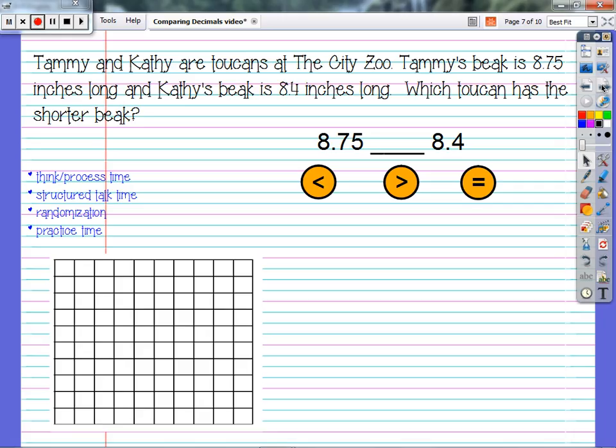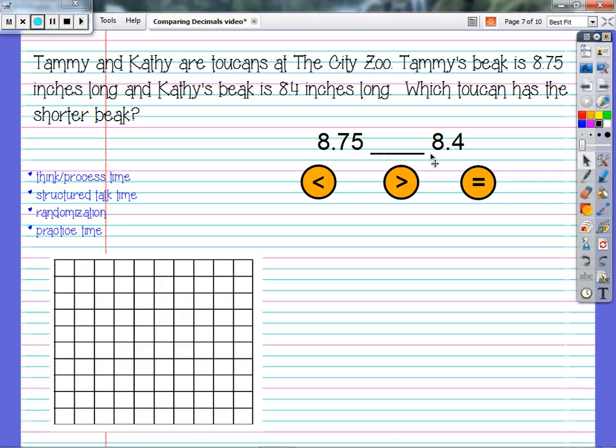Okay. So yes, the question is asking us for the shorter beak, and what do they mean by the shorter beak? What exactly do they mean by it? Are we looking for the greatest, the least, or the one that's equal to? Correct. They're looking for the least. So out of these two numbers, we're looking for which one of those is the least.